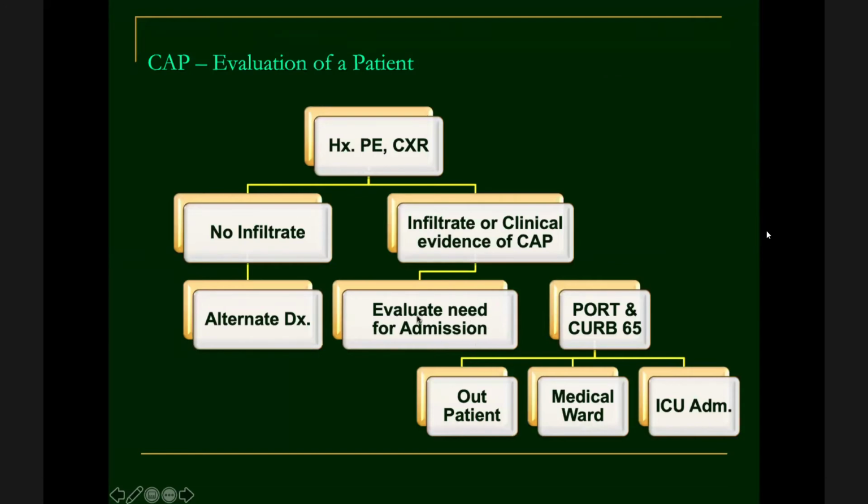How to evaluate? Use the two scores, that is CURB-65 and the PORT score. CURB-65, which we are going to use, is a very easy one. This is given in your textbook, Davidson, also. According to that, you can treat the patient as an outpatient, in a medical ward, or with ICU admission.